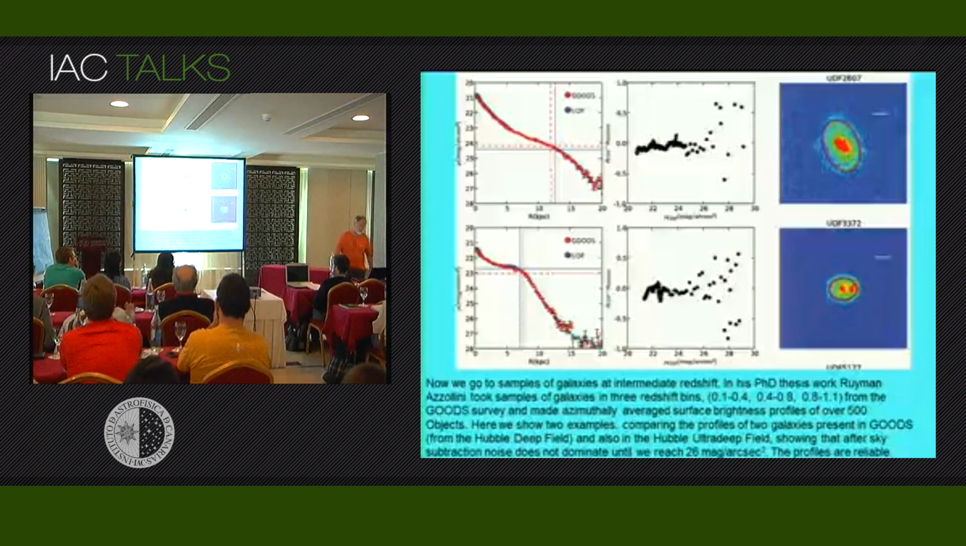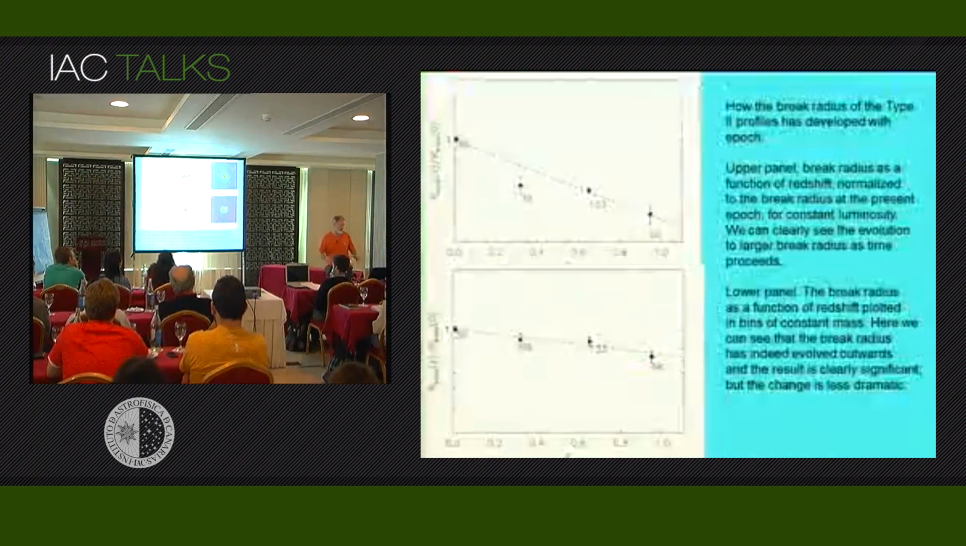Then, samples of galaxies at intermediate redshift. In his PhD thesis work at the IAC, Romano Tolini took samples of galaxies in 3 redshift bins from the Goods survey. So this is typical modern HST archive work. He looked at truncations in these, and he found that he could go down to 26 magnitude per square arcsecond, which is quite decent. The profiles are reliable, both from Goods and from those few galaxies that were also in the ultra-deep field, which didn't show significant differences.